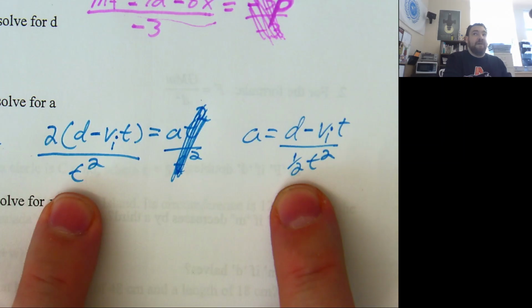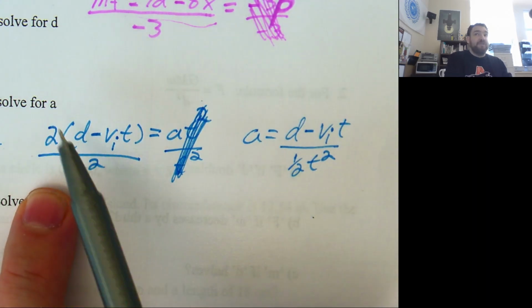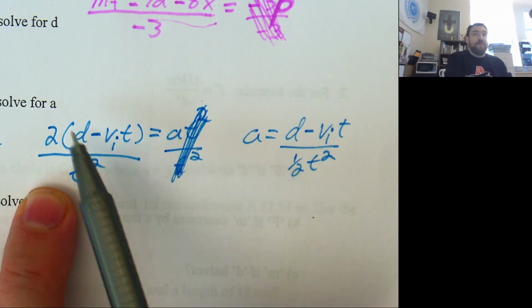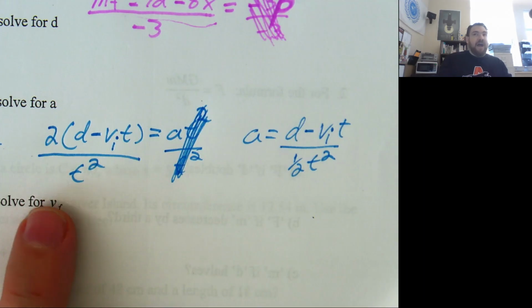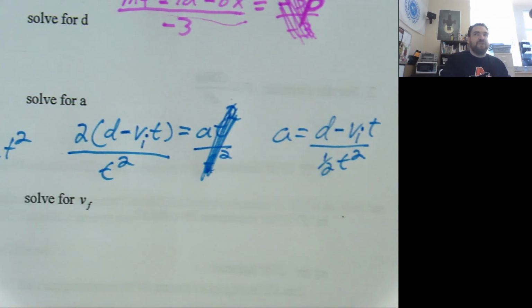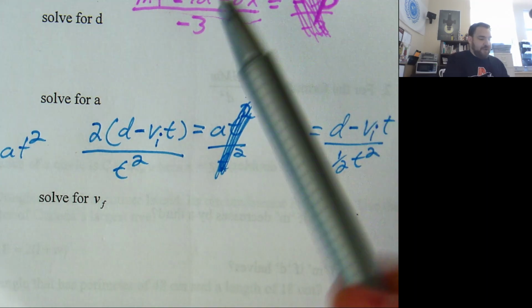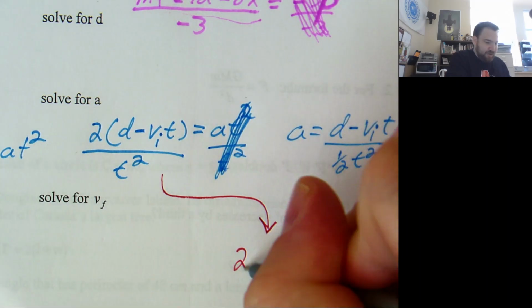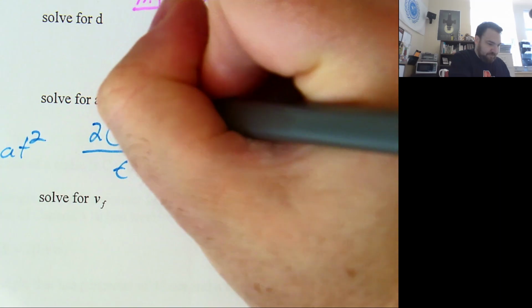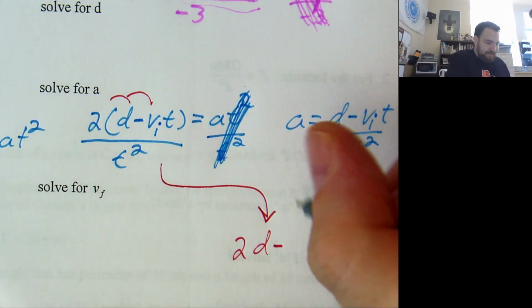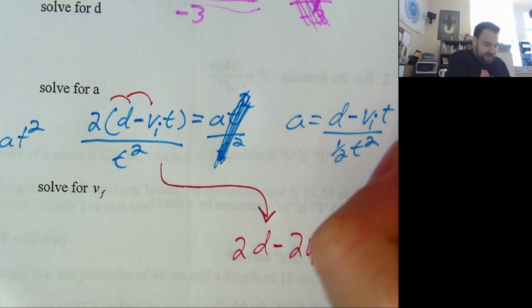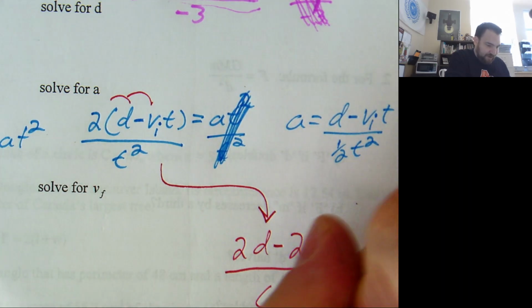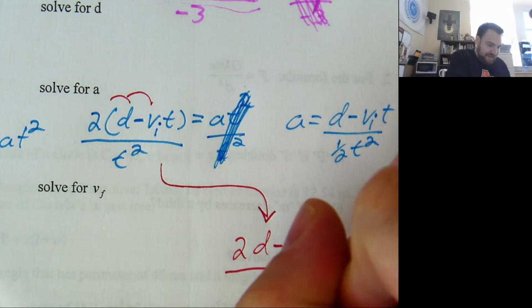Both are entirely acceptable. I don't care which one. I'm not going to call one right and one wrong. You could, if you wanted to, distribute this thing in here. There are ways that we could make this thing cleaner. I'm not going to tell you you have to do it this way, but I want to show you another way this thing can be written. I'm going to multiply this thing in, so we're going to go this way. And I'm going to get 2d, distribute them in. I'm going to get 2d minus 2vit all over t squared equals a.